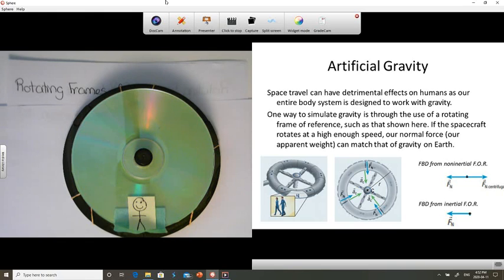Now, space travel can have detrimental effects on humans as we evolved on Earth. We are designed to live and survive on Earth and ideally flourish here. Our entire body system is designed to work with gravity. So without gravity, we're in big trouble.